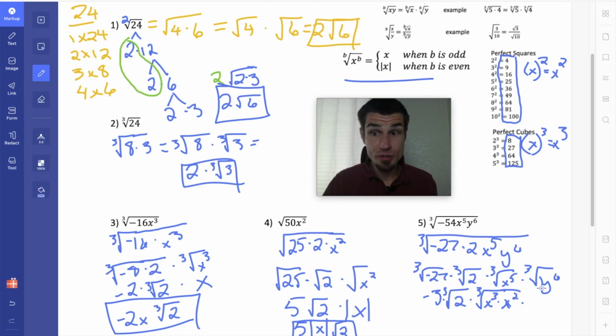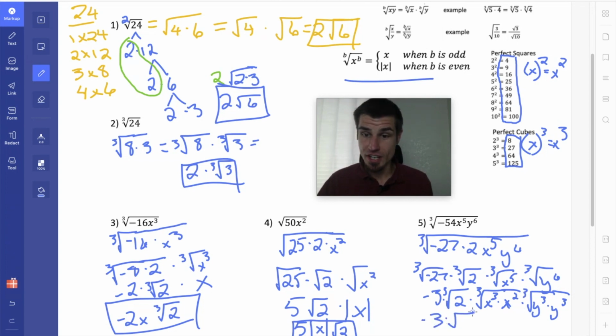But what about this cubed root of y to the 6th? Well, hey, y to the 6th is y to the 3rd times y to the 3rd. So we could write it like this, right? Y to the 3rd times y to the 3rd. Why is that helpful? Well, if we broke y to the 3rd into its own factors, right? Let's come down here. We have negative 3 times the cubed root of 2 times, let's just break these into separate radicals. The cubed root of x to the 3rd power times the cubed root of x squared times the cubed root of y cubed times the cubed root of y cubed.